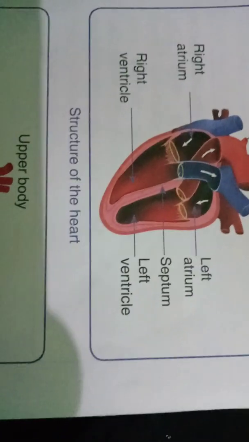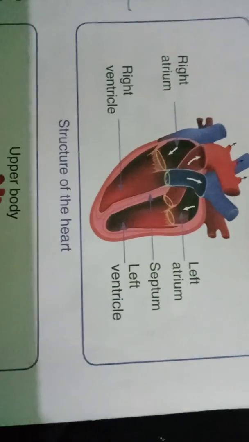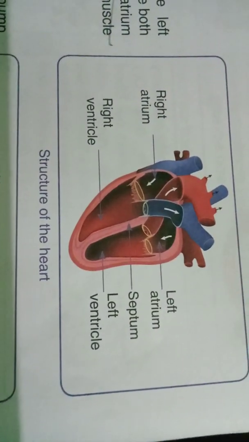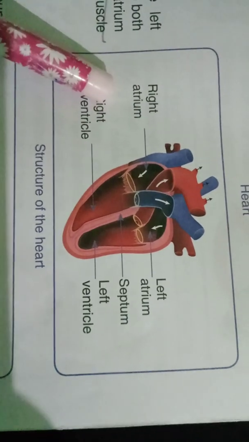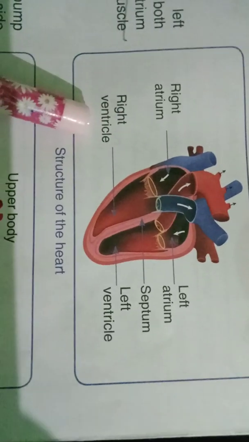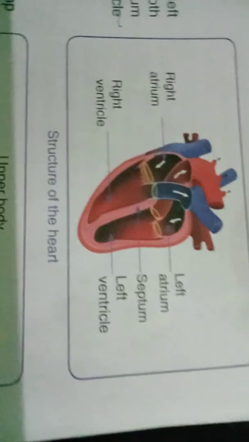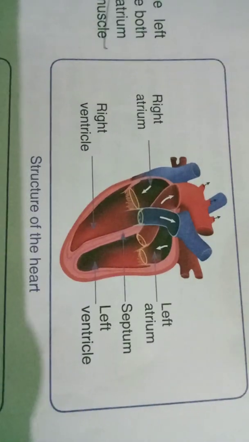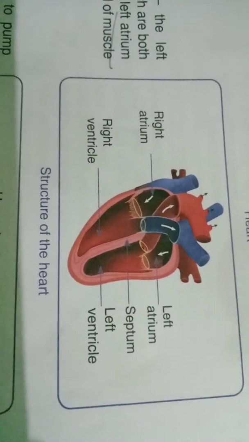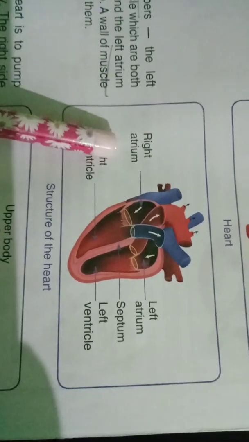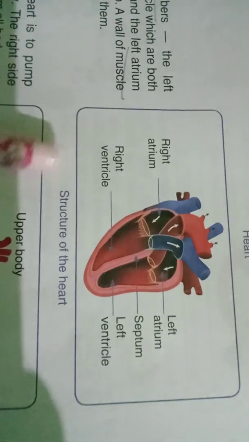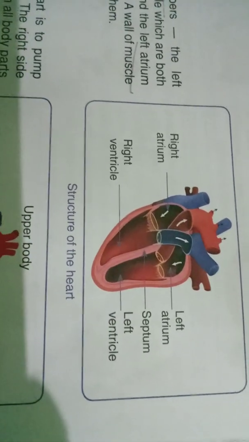Children, the next one is the structure of the heart. Our heart has four chambers. They are the right atrium, left atrium, right ventricle and left ventricle. The four chambers of our heart are the right atrium, left atrium, right ventricle and left ventricle.